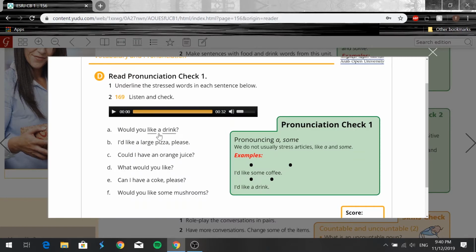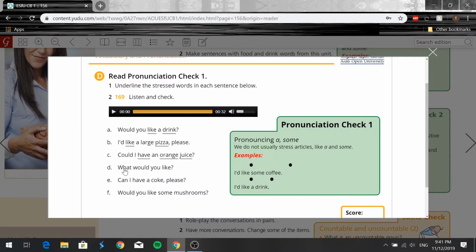Like we said, we do not stress articles. I'd like a large pizza, please. Like and pizza are the stress words in this case. Then we have, could I have an orange juice? Have, orange, and juice as well. All of these are stressed.